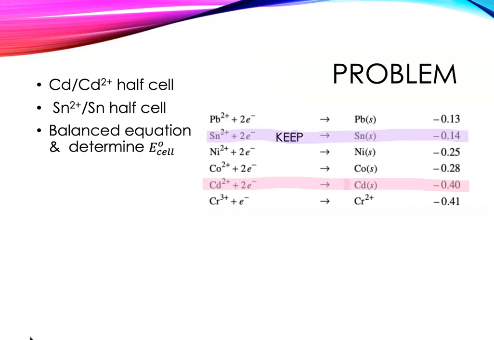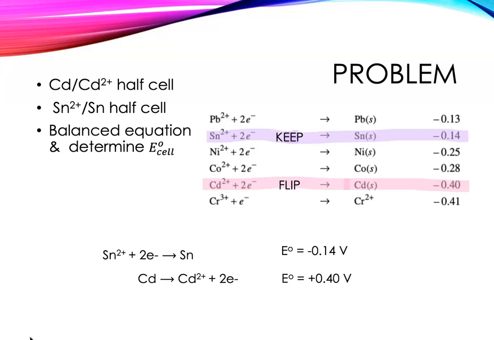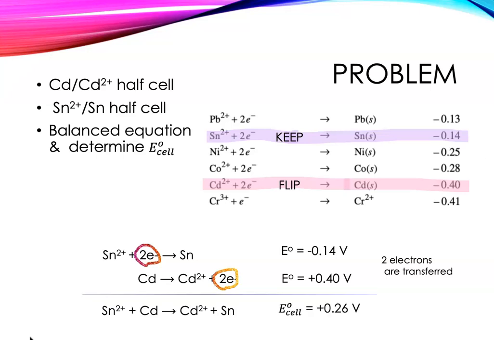This means we're going to keep the tin 2 reaction as written as the reduction reaction. So we'll write that down and write down its E naught value. For the cadmium half reaction, we want to flip it around and write it as an oxidation half reaction, and that means we need to change the sign of E naught. So we'll flip the cadmium reaction, change the sign of E naught. Both half reactions involve 2 electrons, so I'm going to add up my equation, write out my balanced reaction, and I add up the 2 E naught values to get the standard cell voltage, which is 0.26 volts. And I'm making a note to myself, 2 electrons were transferred in the reaction, and I'm going to need that on my next slide.